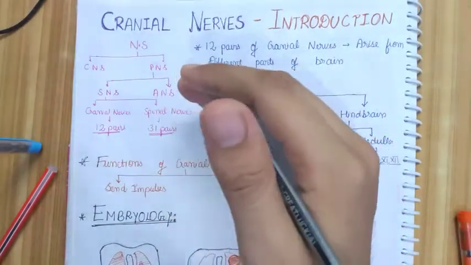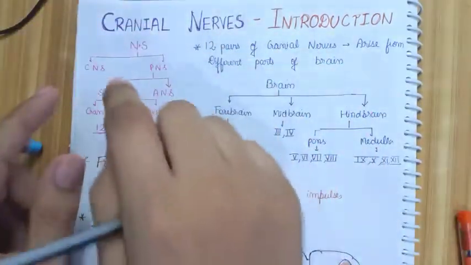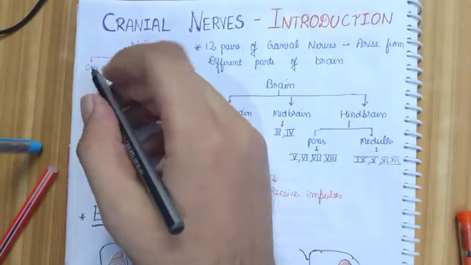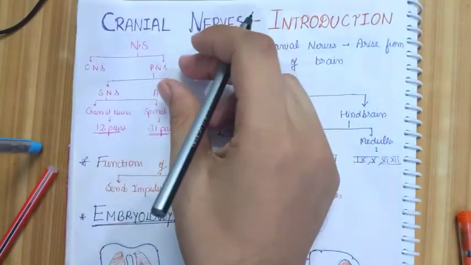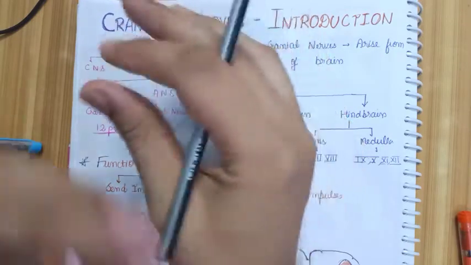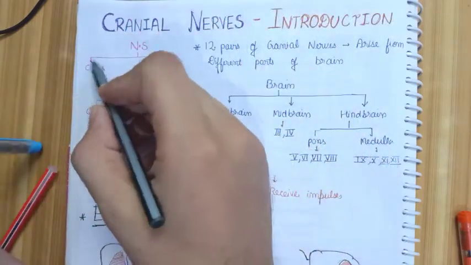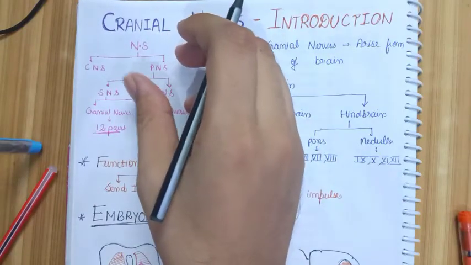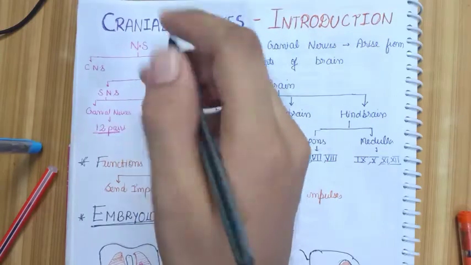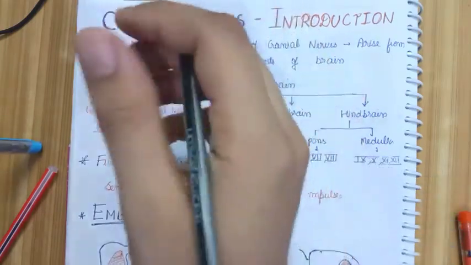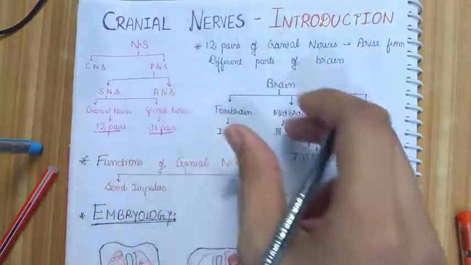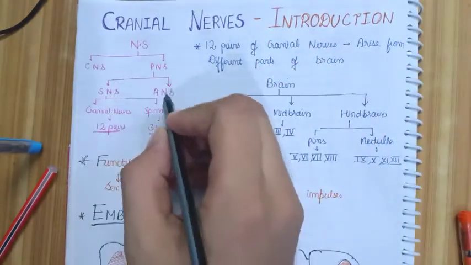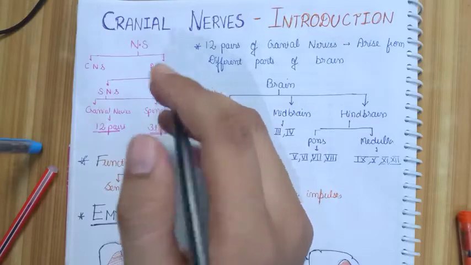So as you know, the nervous system is divided into two parts. We have central nervous system and we have peripheral nervous system. Central nervous system consists of the brain and spinal cord, and peripheral nervous system consists of the nerve fibers that arise from the central nervous system. So the fibers that arise from the central nervous system are included in the peripheral nervous system, which is again divided into two. The fibers that supply the organs which we can control come under the somatic, and the rest come in the autonomic nervous system.